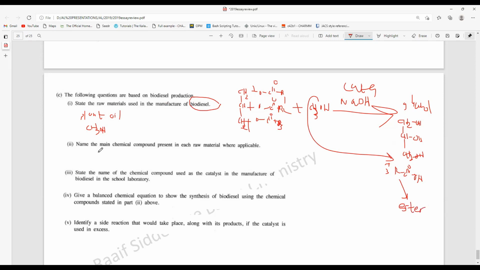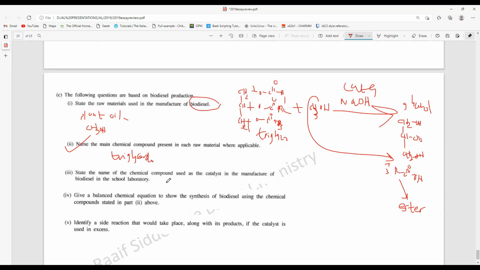Okay. Name the main chemical compound present in each raw material where applicable. So basically methanol is methanol. For plant oil, the main chemical compound is this one. This is called triglyceride. So you can write down here triglyceride.